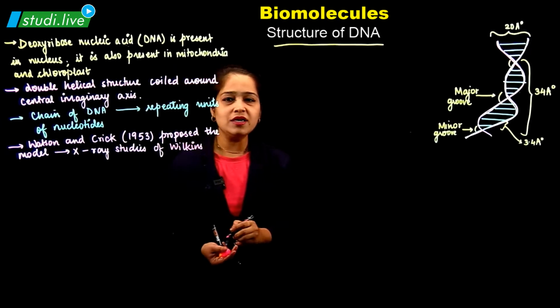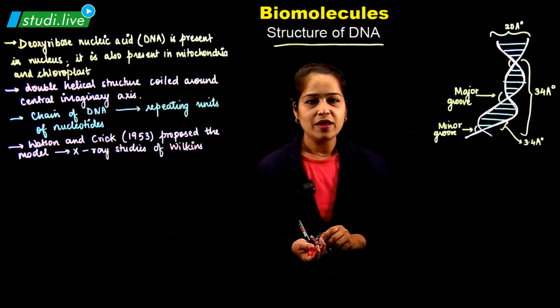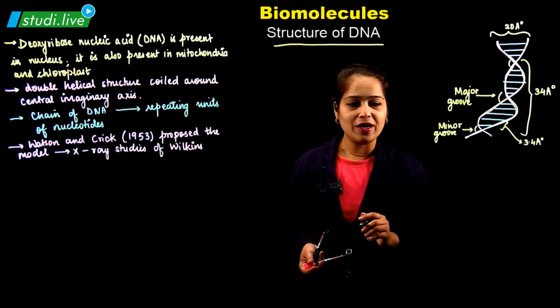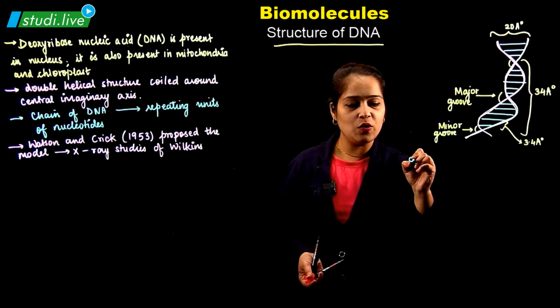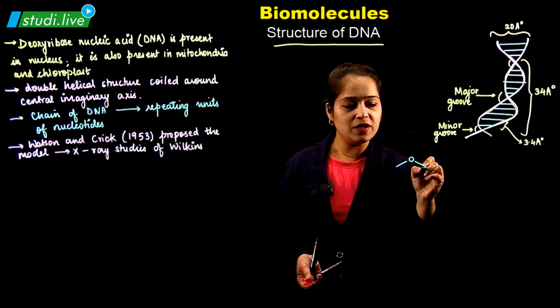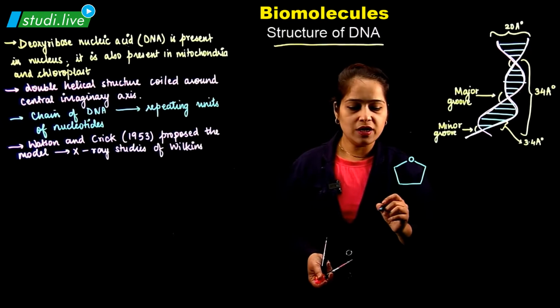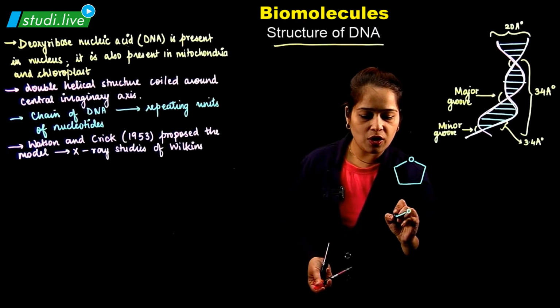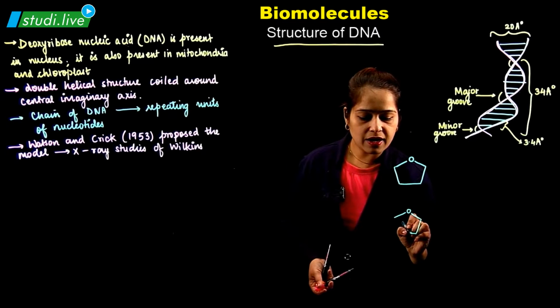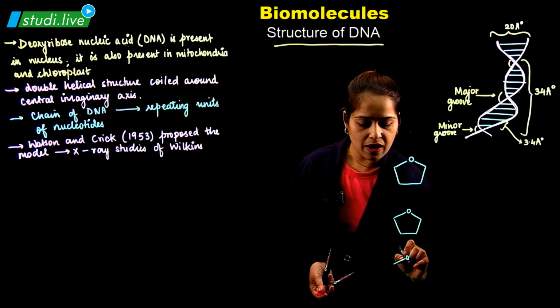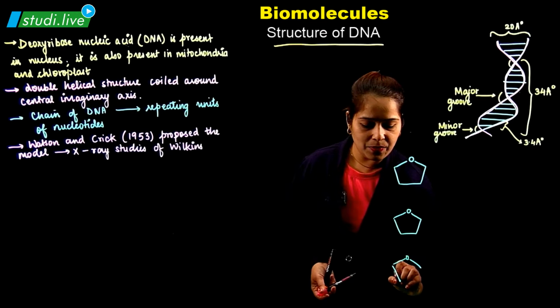Let us see how this structure of DNA is made. This structure of DNA is composed of nucleotides. Now let us see this nucleotide. It is composed of a sugar. To this sugar we have a nitrogen base attached. Those nitrogen bases are purines and pyrimidines.